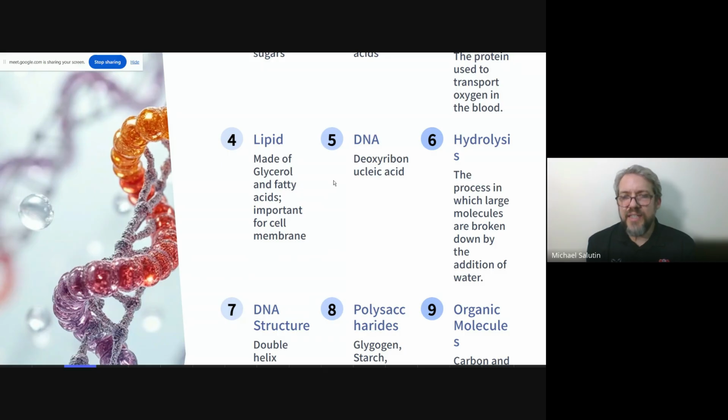And DNA stands for deoxyribonucleic acid. So do remember what it stands for. It's a short way of saying deoxyribonucleic acid.